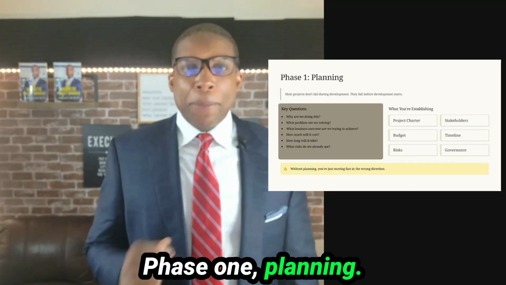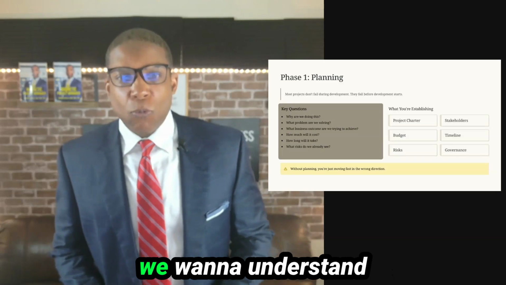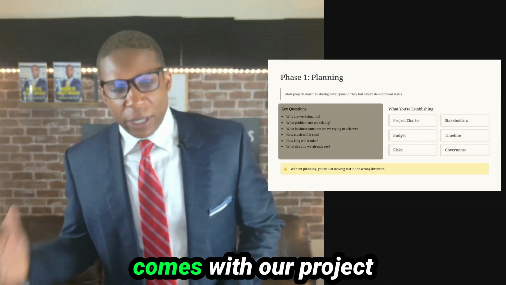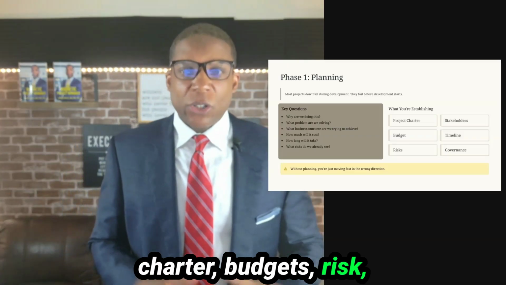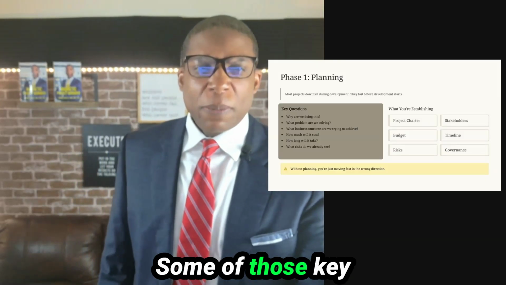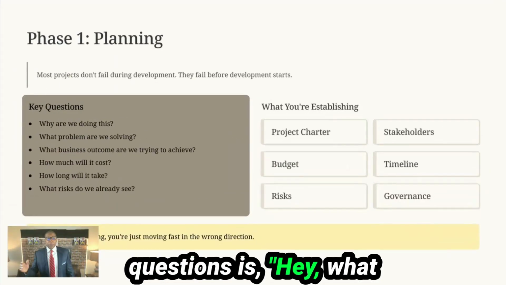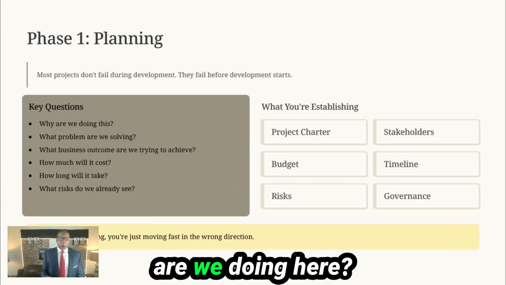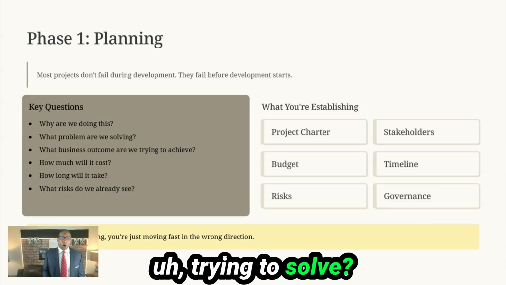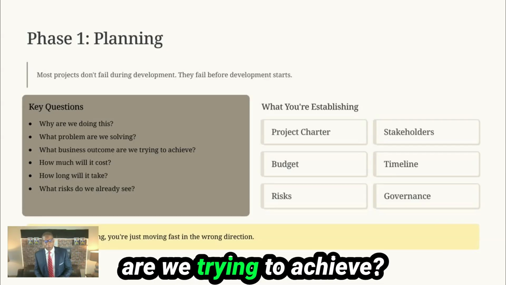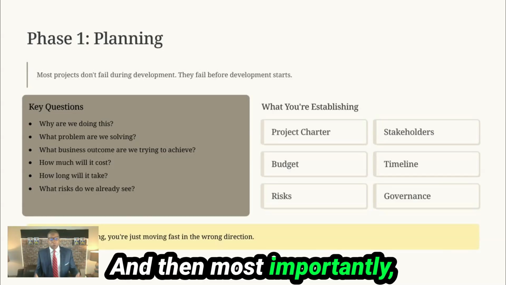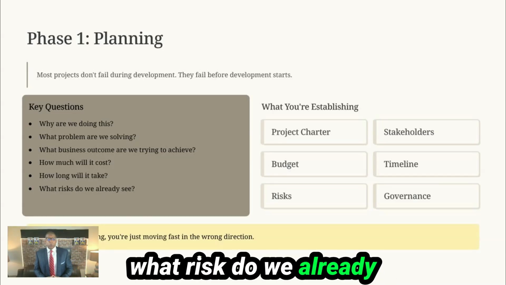Phase one, planning. When we look at planning, we want to understand what we're establishing. It comes with our project charter, budgets, risk, stakeholder timelines, but we want to ask key questions. Some of those key questions are, hey, what are we doing here? What problem are we trying to solve? What business outcome are we trying to achieve? And how much will it cost? And how long will it take? And then most importantly, what risk do we already see?